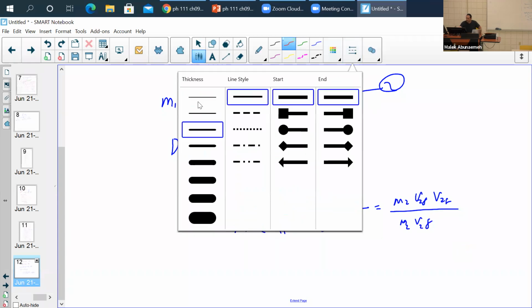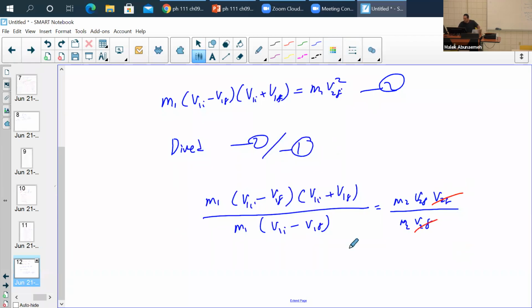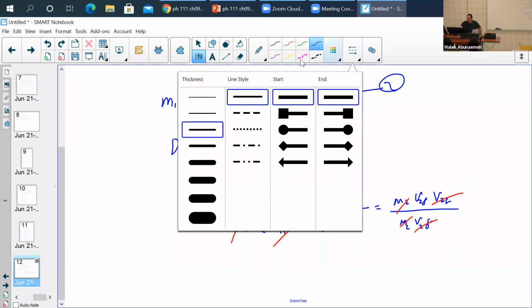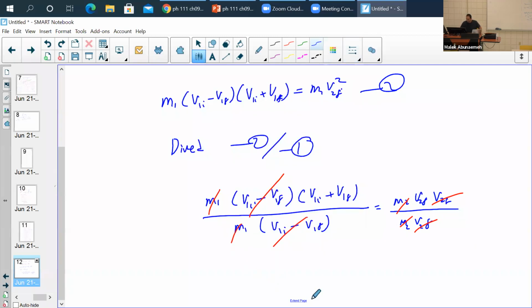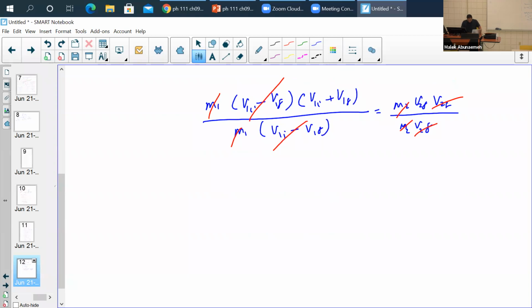Now let's just go ahead. One of these cancels out with one of those. Your masses cancel out, your v2 cancels out, and this one cancels out. So what you're going to have is v2 final equals v1 initial plus v1 final, which means that v1 final is going to equal v2 final minus v1 initial.